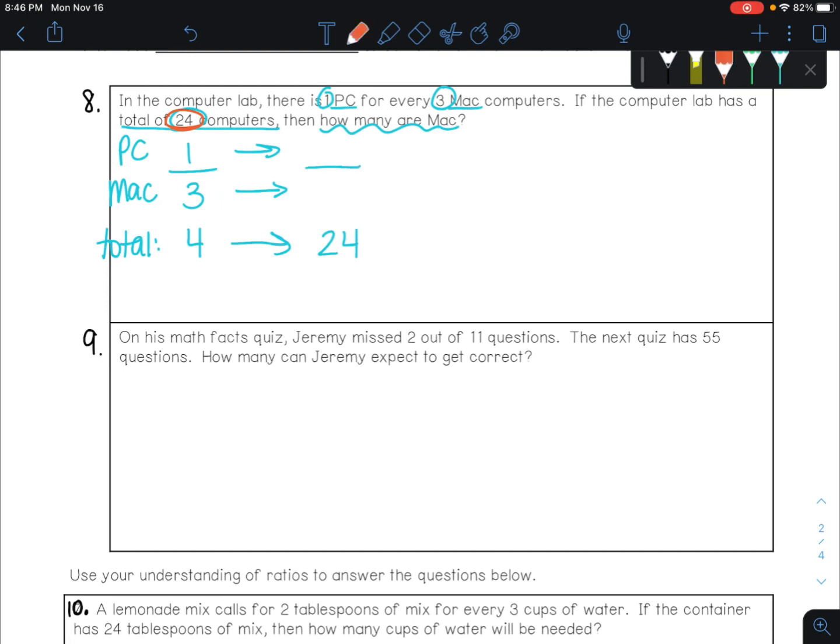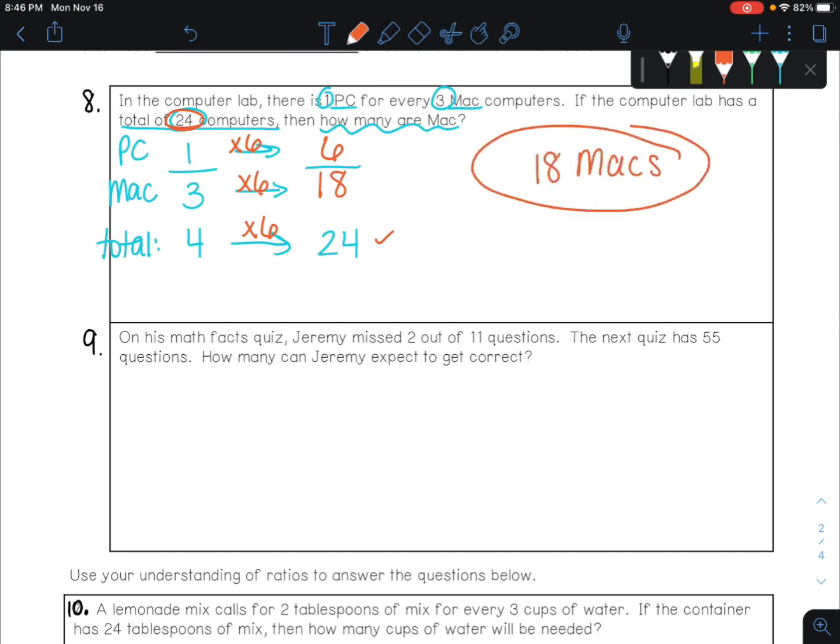So to get a 4 to turn into a 24 with multiplying, I can use 6, which means I got to use 6 up here as well. So 1 times 6, that's going to be 6. 3 times 6, that's going to be 18. 4 times 6 was 24. It worked. The question asked about the number of Macs, and I can see that answer right here, just right in this line. There's going to be 18 of them in real life. Funny, we got the same answer for both questions.